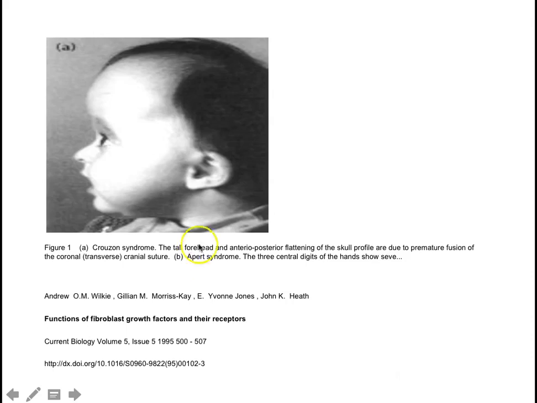Here are just some pictures. Do not worry about any of this picture or the next slide. It's just to give you an idea of what can happen if there's premature fusion of certain sutures. So here, this individual has a tall forehead, and then they actually have some flattening of the skull due to premature fusion of the coronal suture.